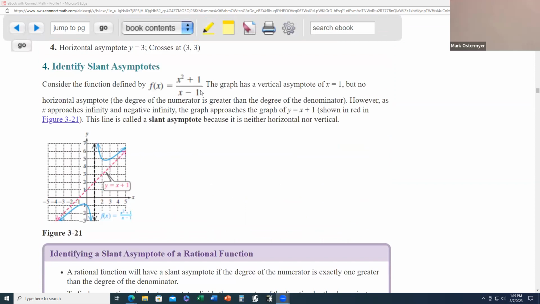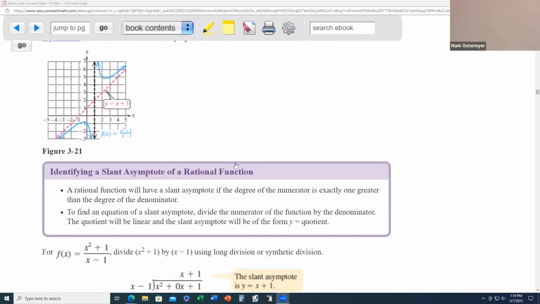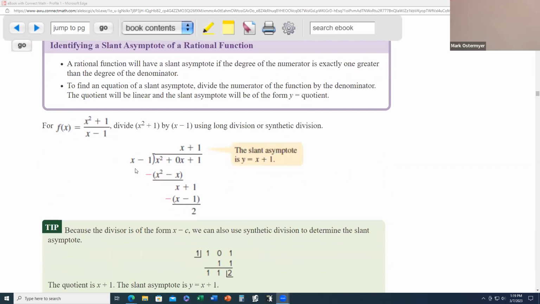So if I take x minus 1 and divide it into x squared plus 1, your author chose to use long polynomial division to do so. You can see that the equation for the slant asymptote is going to be y equal to x plus 1. You're probably wondering, what do we do with the remainder here? Well, when it comes to a slant asymptote, we don't really care about the remainder portion of the quotient.